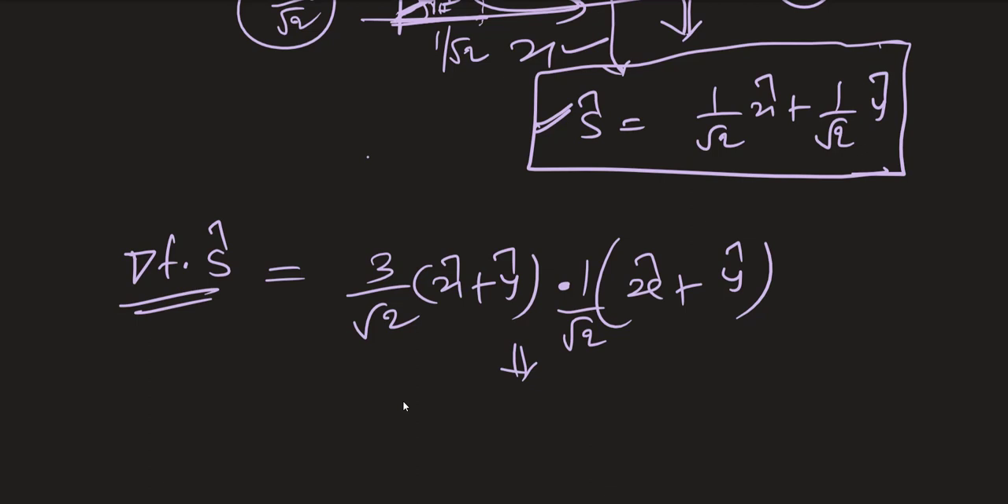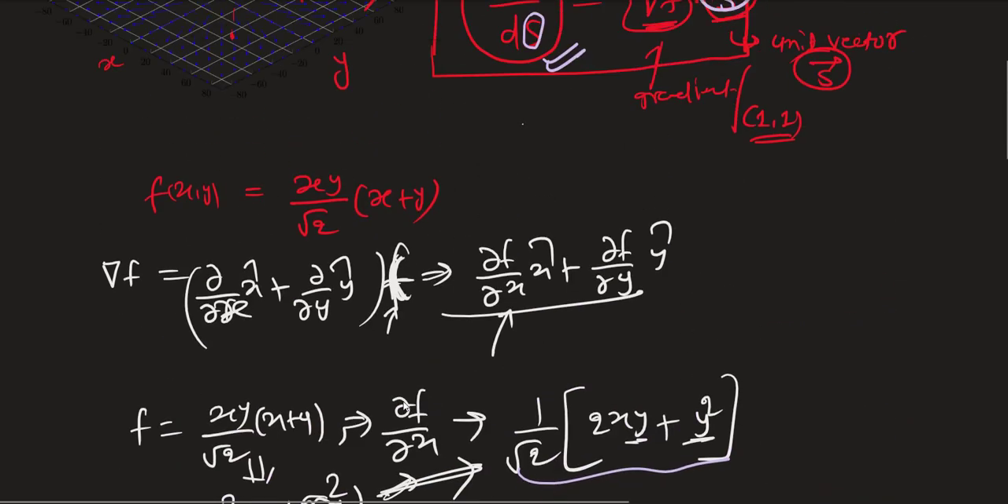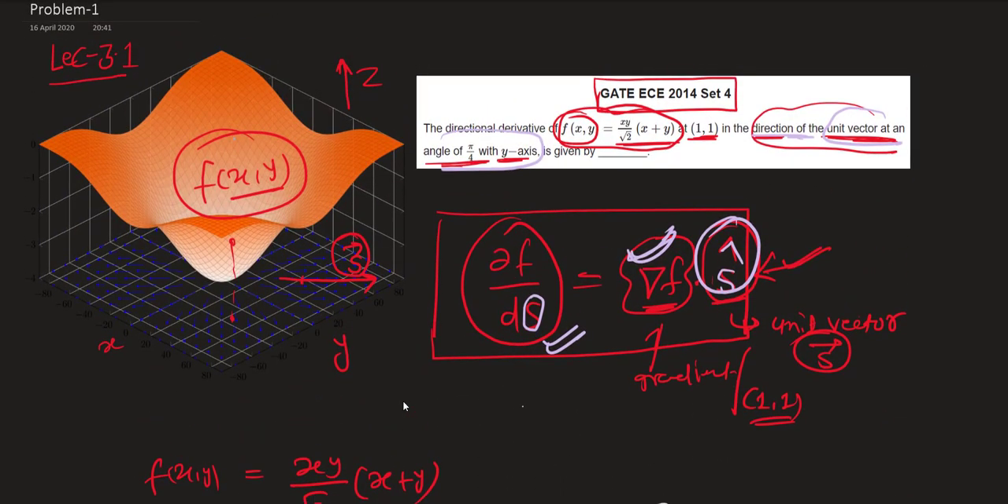So the like terms will be multiplied and the rest of the terms would be 0. So 1 by root 2 times 3 by root 2 will be out. So this would be 3 by root 2 multiplied by root 2, and the dot product of x cap plus y cap dot x cap plus y cap would be simply 1 plus 1. And this is simply 3. So this is the directional derivative and final answer. So the answer for this question would be simply 3.